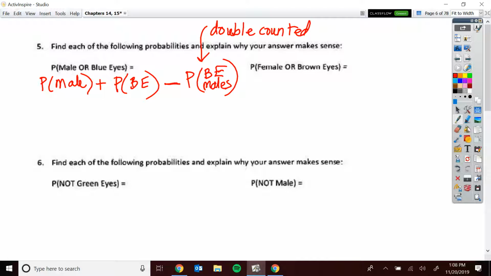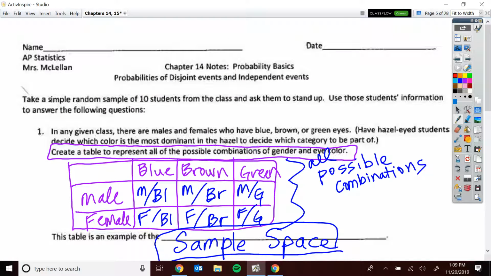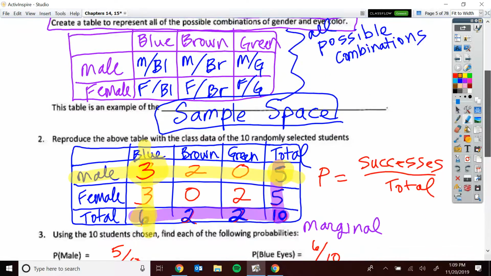So there's a couple of ways you can do this. You can say, okay, what was there? Was there 6 males? There's 5. Oh, 5 males plus 6 blue-eyed. Oh, wait. Then there were 3 that got double counted, for a total of how many? 8. So let's reevaluate that. So over here, I'm going to do this in orange.